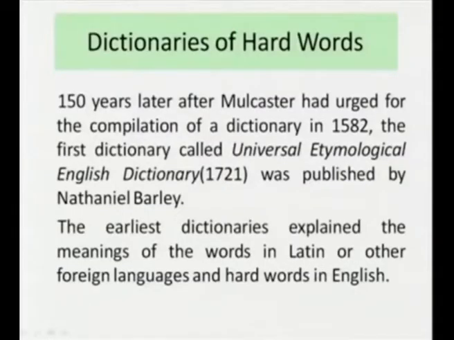By 1721, we find, 150 years after Mulcaster had urged the compilation of a dictionary in 1582, the first dictionary was published by Nathaniel Bailey, called Universal Etymological English Dictionary. The earliest dictionaries explain the meanings of the words in Latin or other foreign languages, and hard words in English. So, these early dictionaries would go to great lengths to explain the meanings of words which came from Latin or other languages, or even words that were in English but were considered difficult.